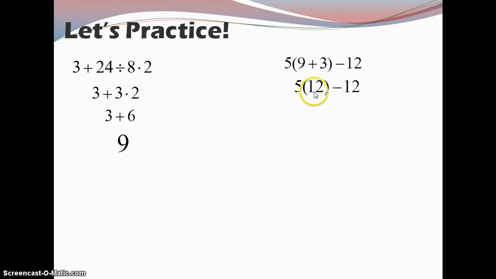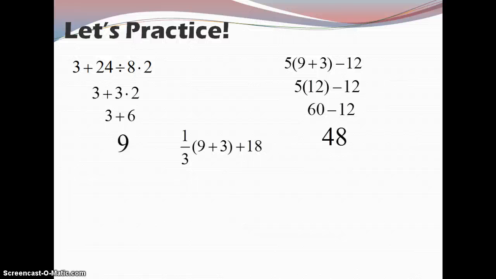So I have 5 times 12. I can go ahead and take care of that. 5 times 12 is 60. So now my new problem is 60 minus 12. I have no more multiplication, no more division, so I can go ahead and address my subtraction. 60 minus 12, 48. Final answer.